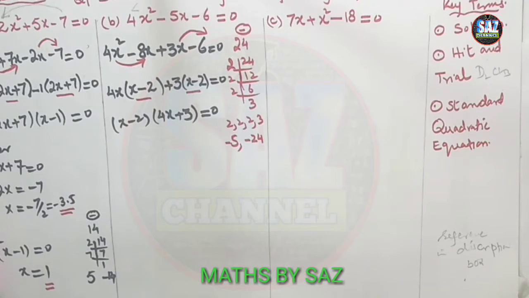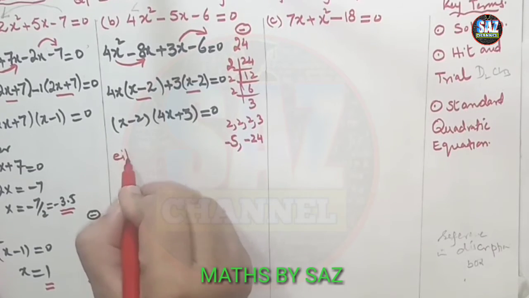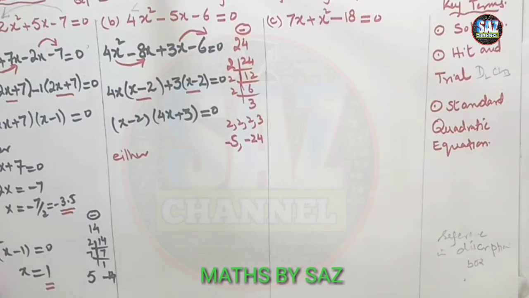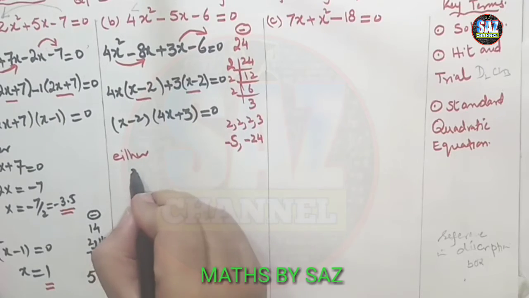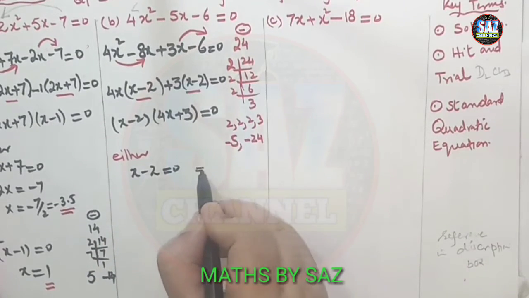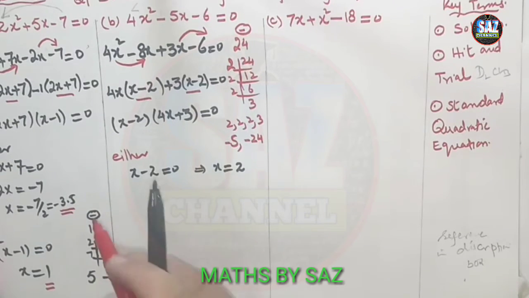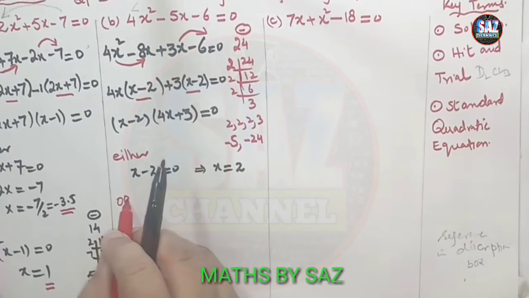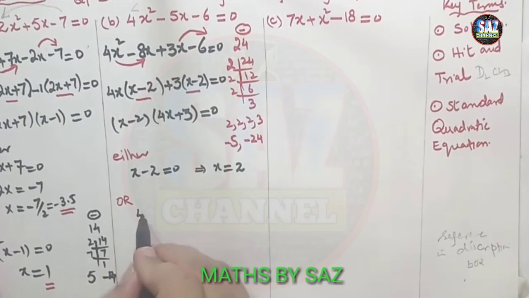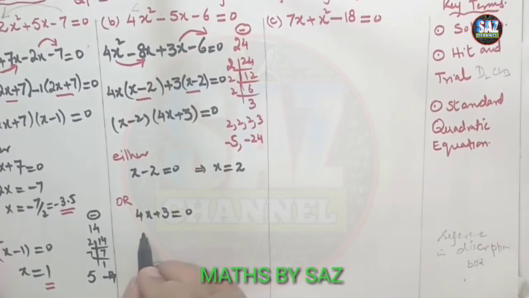X minus 2 and 4x plus 3 equals to 0. Then I have to apply the either-or condition. Either x minus 2 will be equal to 0, and this will give me x equals to 2, or 4x plus 3 equals to 0. Shift 3 to the other side.